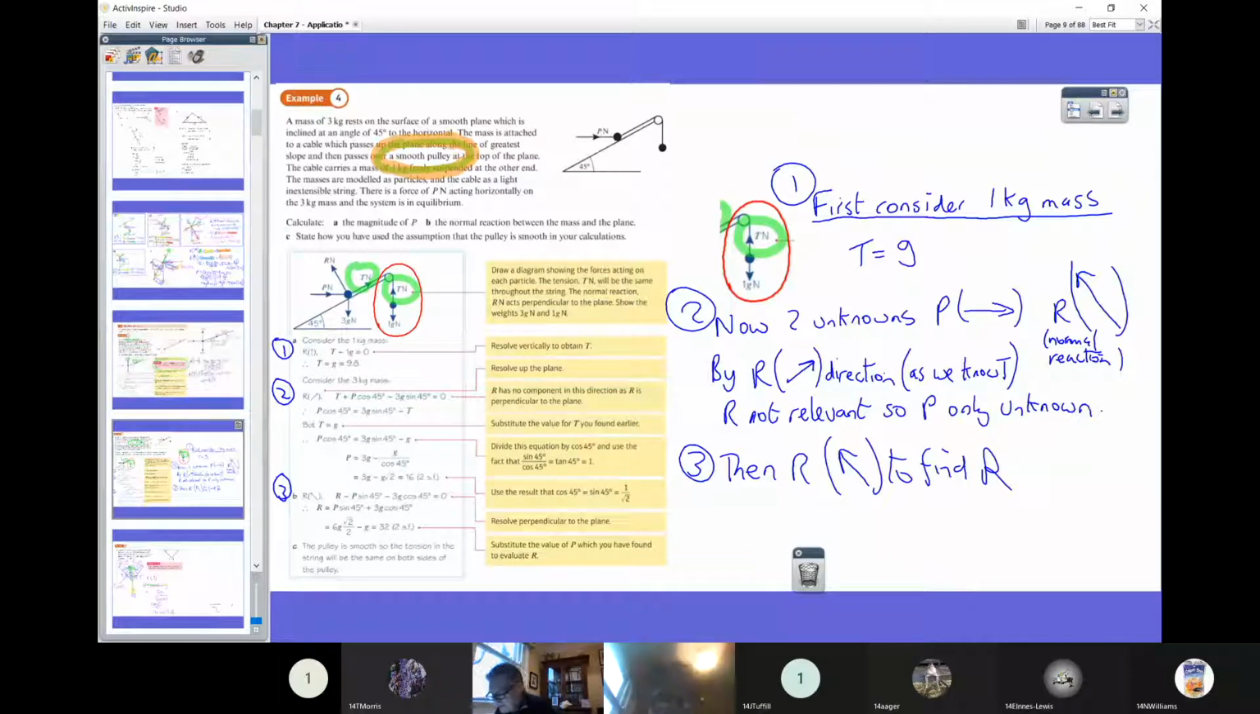To conclude, the key bit to take away from example 4: it's smooth, so don't worry about friction. Whenever you've got a pulley in play, make those 2 tensions either side of the pulley equal. The 2 arrows are pointing at the pulley, and those 2 tensions are equal to each other. They are both T.